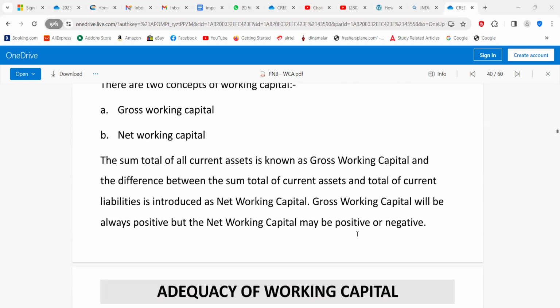Continue. So we can try the formula that net working capital is equal to the sum total of current assets. You please read this fully. Gross working capital will be always positive, but the net working capital may be positive or negative.